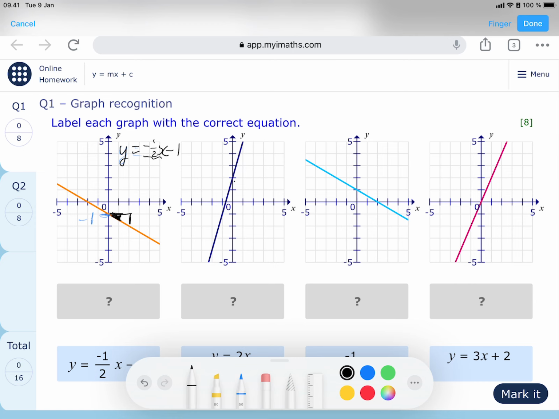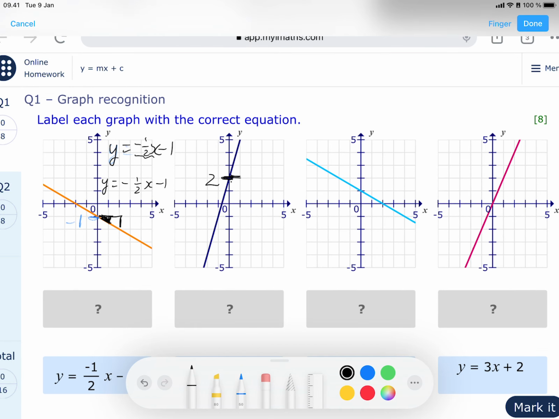Let me just write that a little bit neater. Y equals -1/2 x minus 1 for the first one. Now, question 2. It cuts the vertical axis at 2, and for every 1 across, it's going up by 3. So the equation is y equals 3x, because the gradient is 3. For every 1 across, it's going up by 3. And then plus 2, because it's cutting at 2.